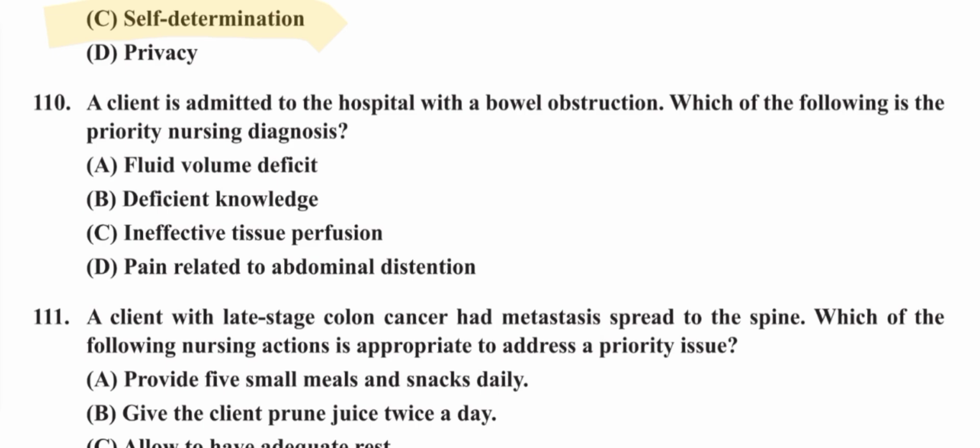Next question: a client is admitted to the hospital with a bowel obstruction. Which of the following is the priority nursing diagnosis? Fluid volume deficit, deficient knowledge, ineffective tissue perfusion, or pain related to abdominal distension. Answer is fluid volume deficit.